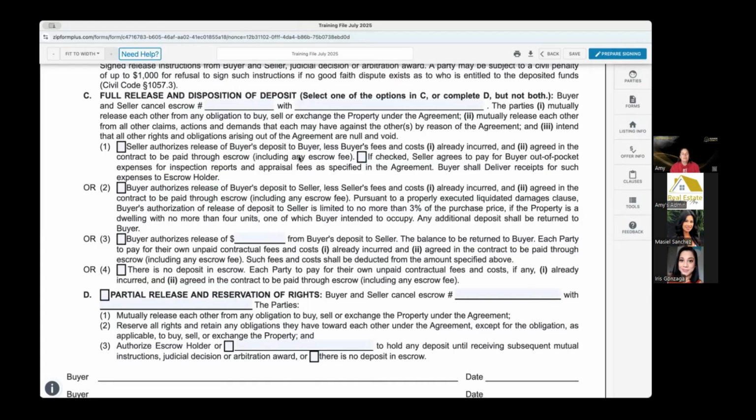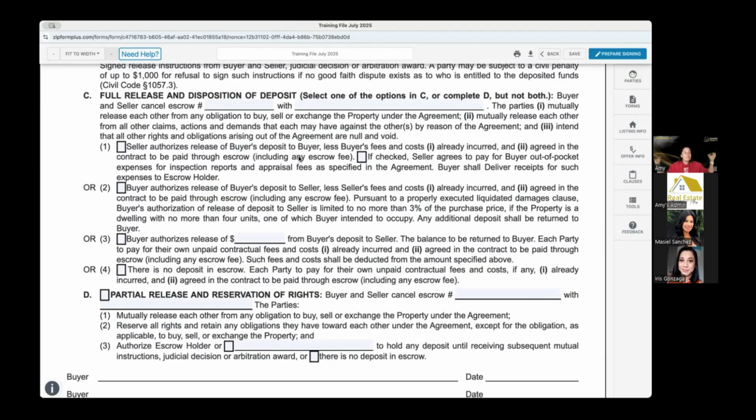C3 is buyer authorizes release of blank dollars from buyer's deposit to seller. The balance to be returned to the buyer. Each party to pay for their own unpaid contractual fees and costs already incurred and agreed to in the contract to be paid through escrow, including any escrow fees. Such fees and costs shall be deducted from the amount specified above, right? That's, hey, we're splitting this somehow. Like seller's getting 1,000, buyer's taking 2,000, whatever it is that's going back to the seller, we're putting that money there on 3. So that's C3.